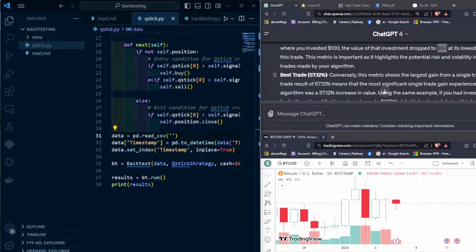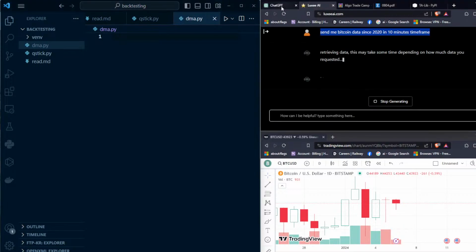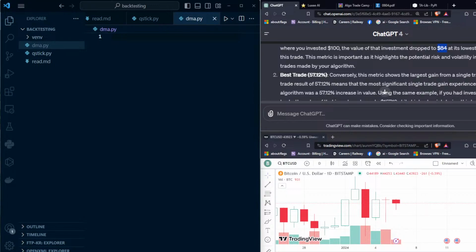So we will backtest a strategy called, which one? Okay, dual moving average. Let's backtest this one. Dual moving average. I'm sure this is going to load. Okay, dual moving average. Right.